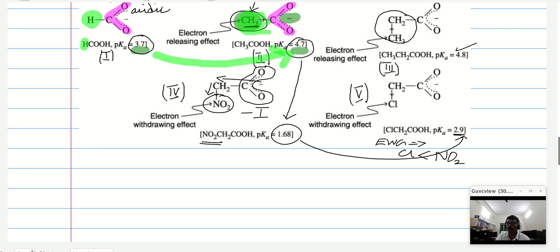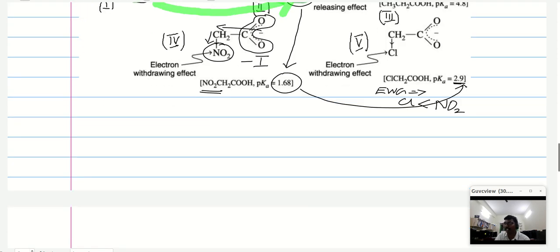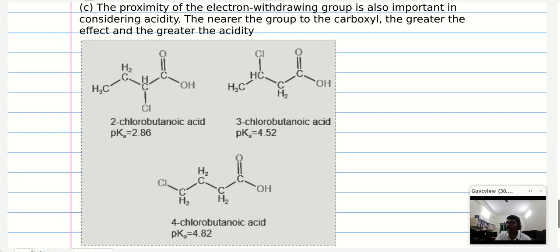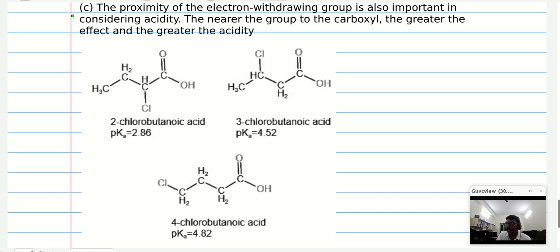Now, another important factor that we also need to consider is how close this electron withdrawing group is to the carboxylate negative charge or the alpha carbon. Let's compare the acidity of different halo substituted butanoic acids. The farther the electron withdrawing group is from the carboxylate, where the negative charge is formed, the more it decreases the minus I effect.